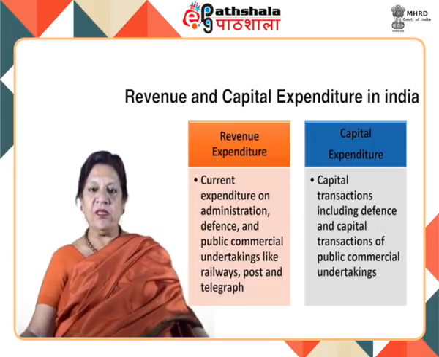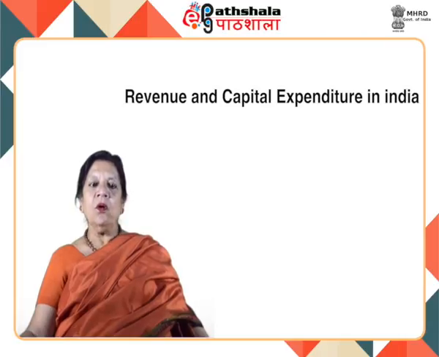If we see this in case of India, revenue expenditure includes all current expenditure on administration, defense, and public commercial undertakings like railways, post and telegraph, etc. Capital expenditure consists of all capital transactions including defense and capital transactions of public commercial undertakings. In India, such classification of the government's budgetary transactions in the central budget has been followed since 1957-58. Revenue expenditure also includes grants-in-aid, while capital expenditure consists of all capital transactions.